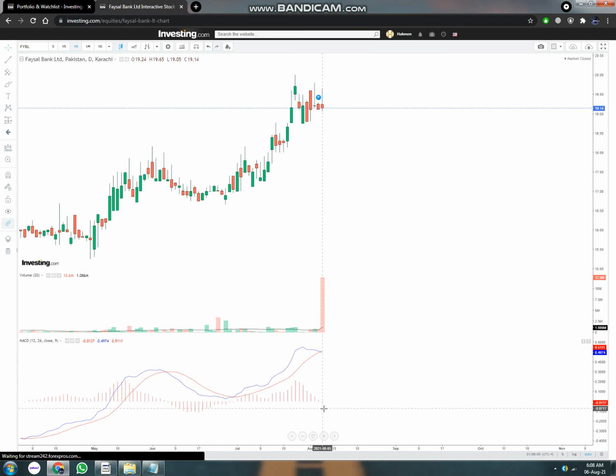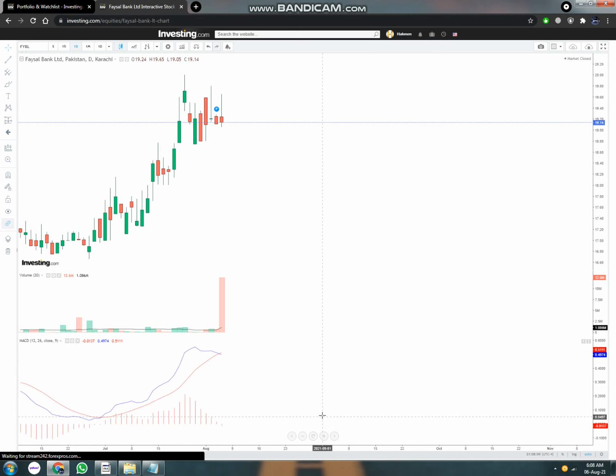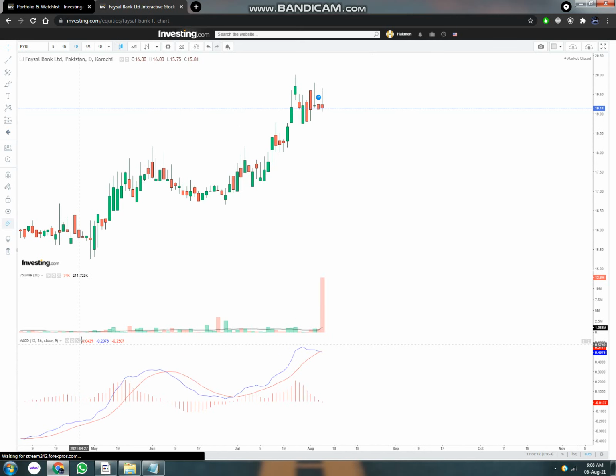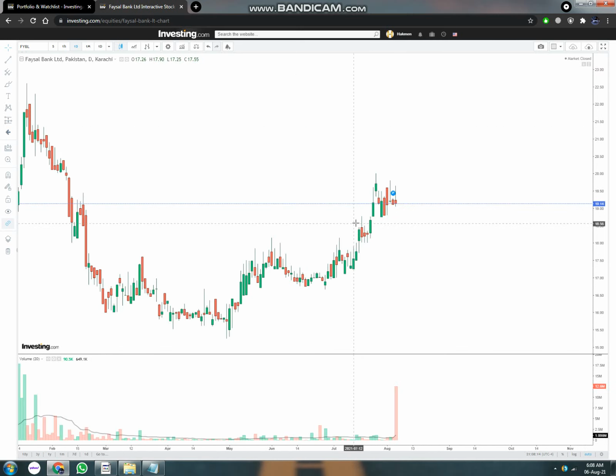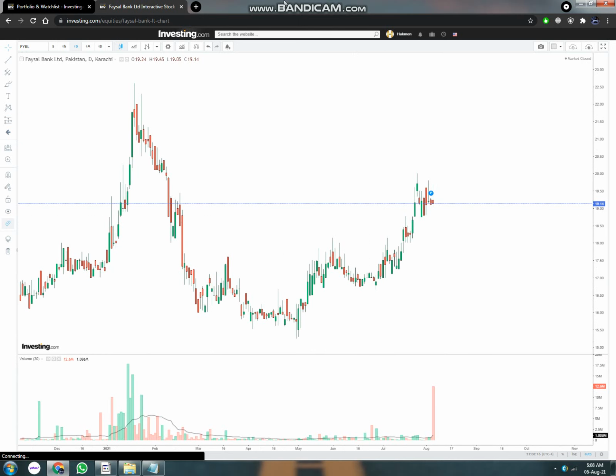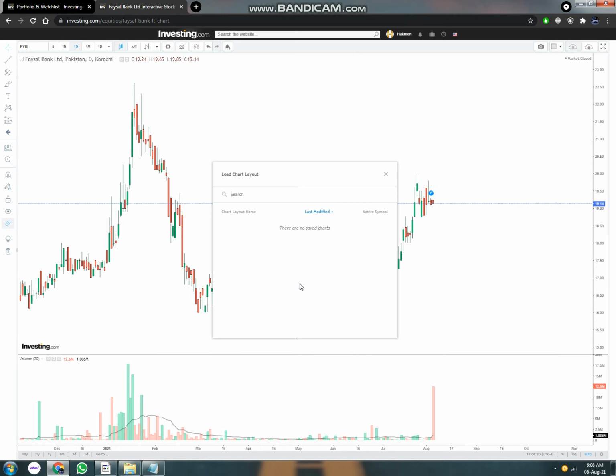The dots here are also a bit downward. So now we will see how this performs later on. It's all about how the stock is performing and how it will trade in the future. So it totally depends upon those things.